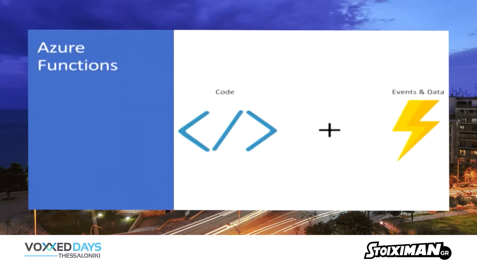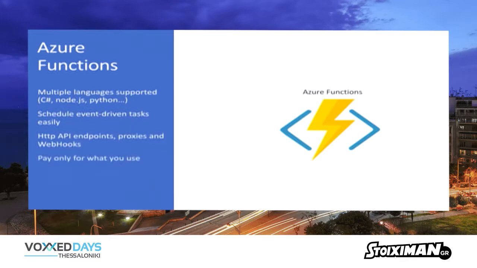So let's see what an Azure function is. An Azure function consists mainly of two things. The first one is the code that runs your logic. The second one is the events that will trigger your function and the data that may be used by your function. Mixing them together, you end up with an Azure function. With Azure Functions, you can write in multiple languages, the ones you like, be it C#, Node.js, Python, or Java, and you'll be amazed at the similarities between Azure Functions and all the other cloud vendors. You can very easily schedule event-driven tasks. It is very easy to create HTTP API endpoints, listen to webhooks, and create proxies to mix services together.